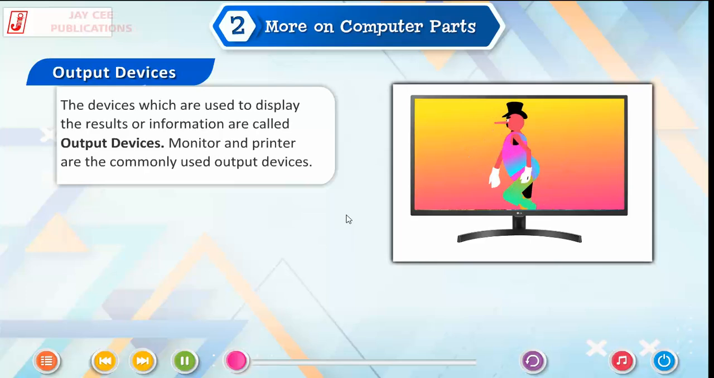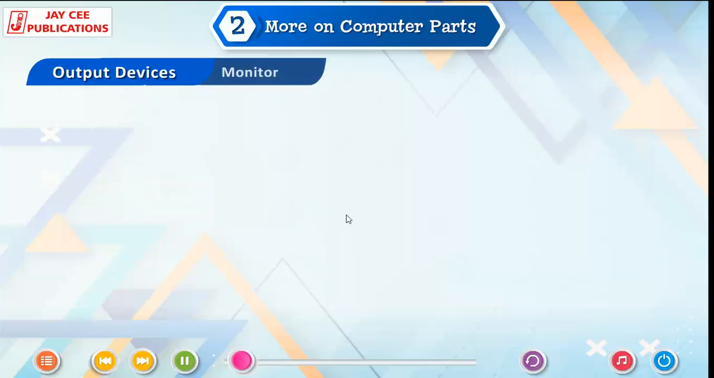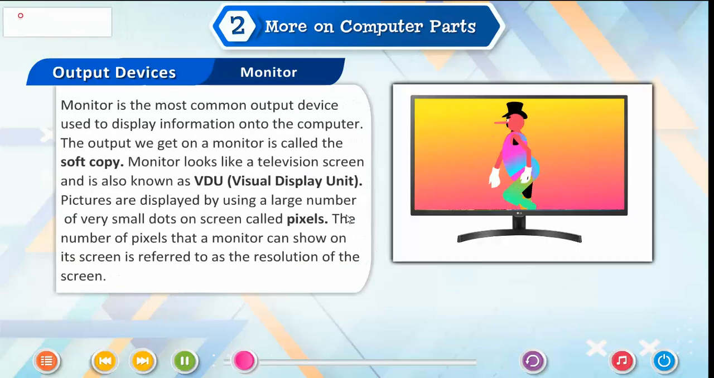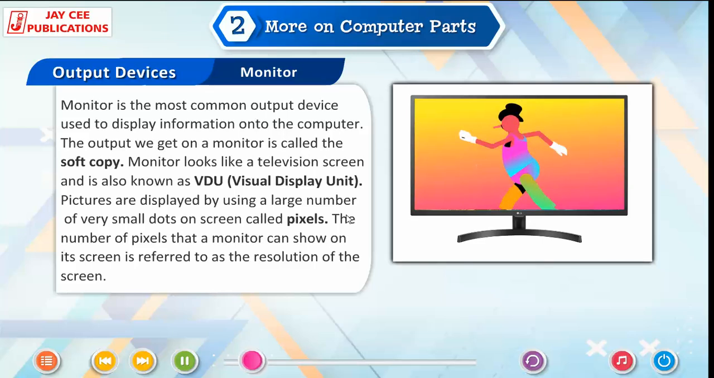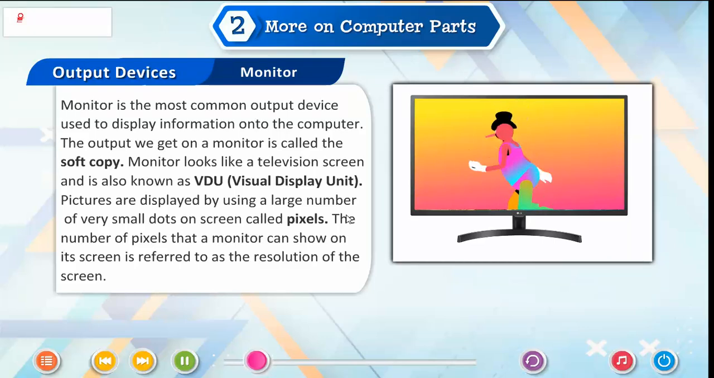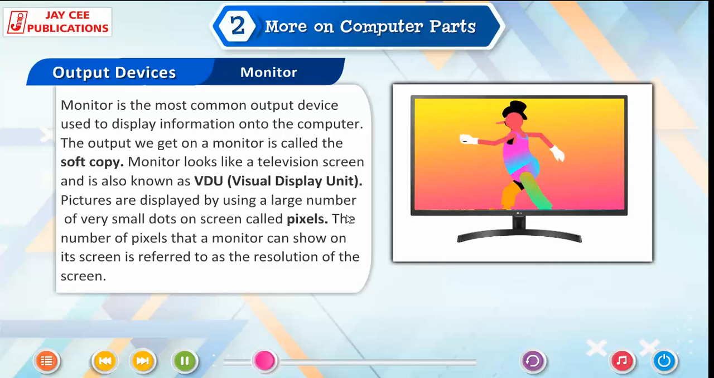Monitor and printer are the commonly used output devices. Monitor. Monitor is the most common output device used to display information onto the computer. The output we get on a monitor is called the soft copy. Monitor looks like a television screen and is also known as VDU, Visual Display Unit.